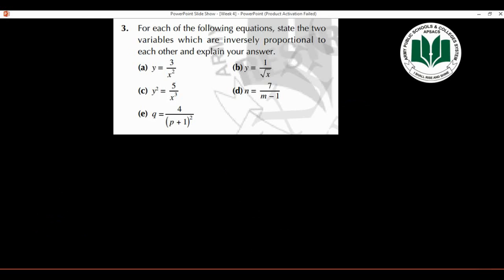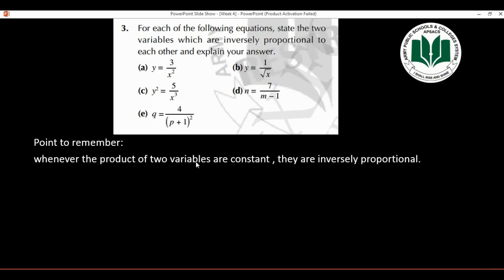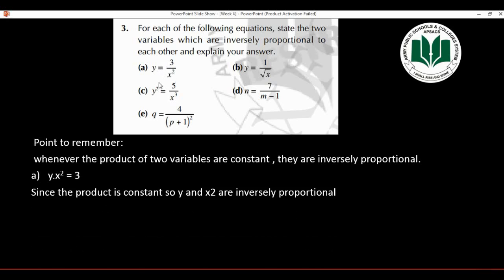Then question number 3, we have to find out the variables which are inversely proportional to each other. Here you have to know one point, that whenever the product of two variables is constant, they are inversely proportional. For example, in part A, y is equal to 3 over x squared. This x squared goes to the other side, it will be multiplied with y, and the answer is 3, like this. y times x squared is equal to 3. This 3 is a constant, so y and x squared are inversely proportional to each other.